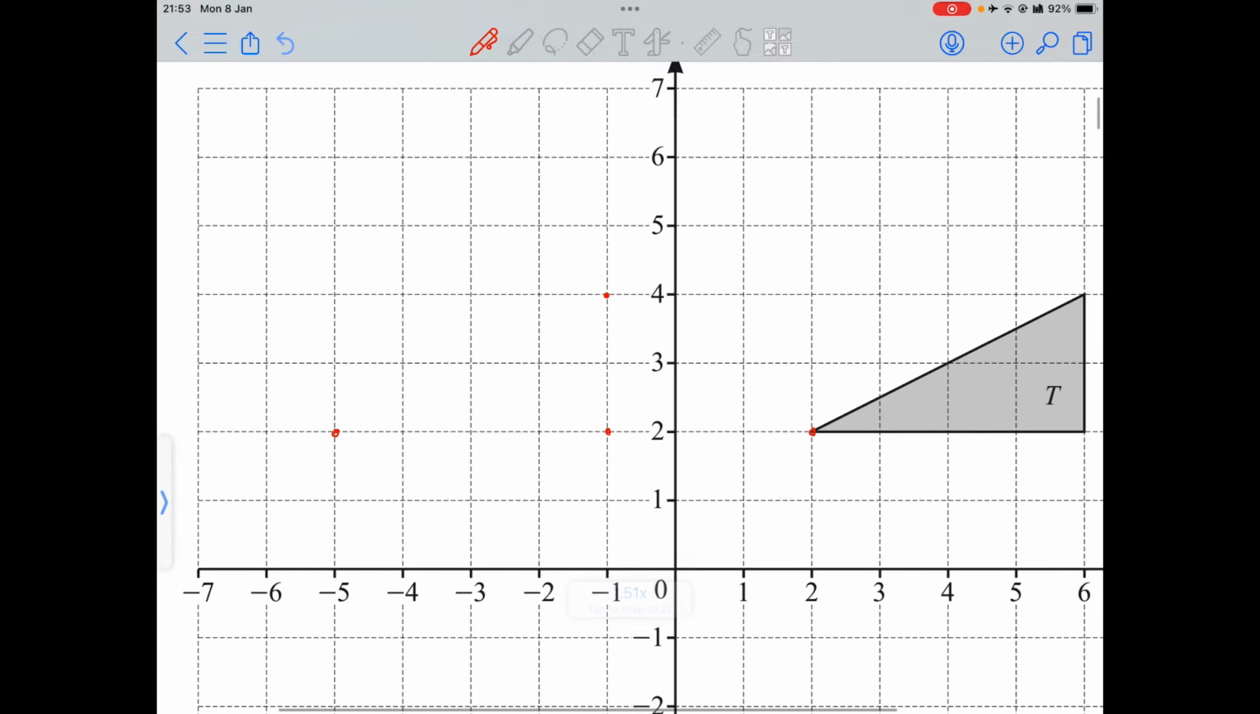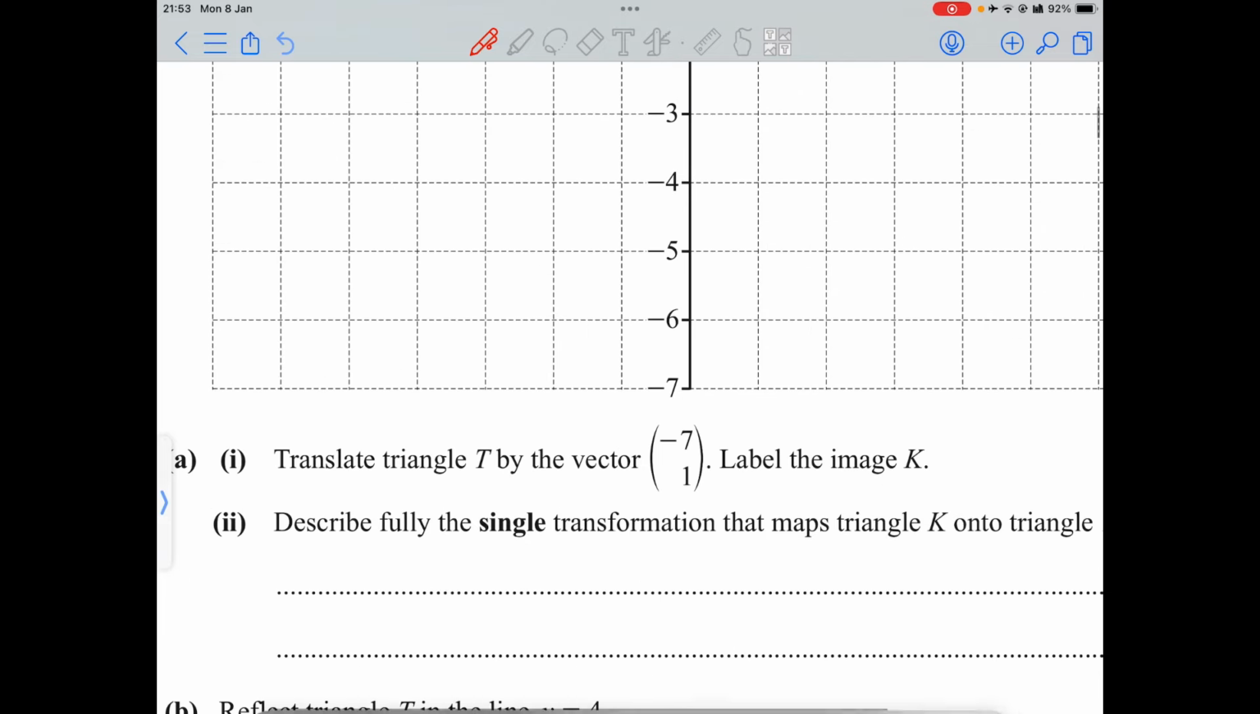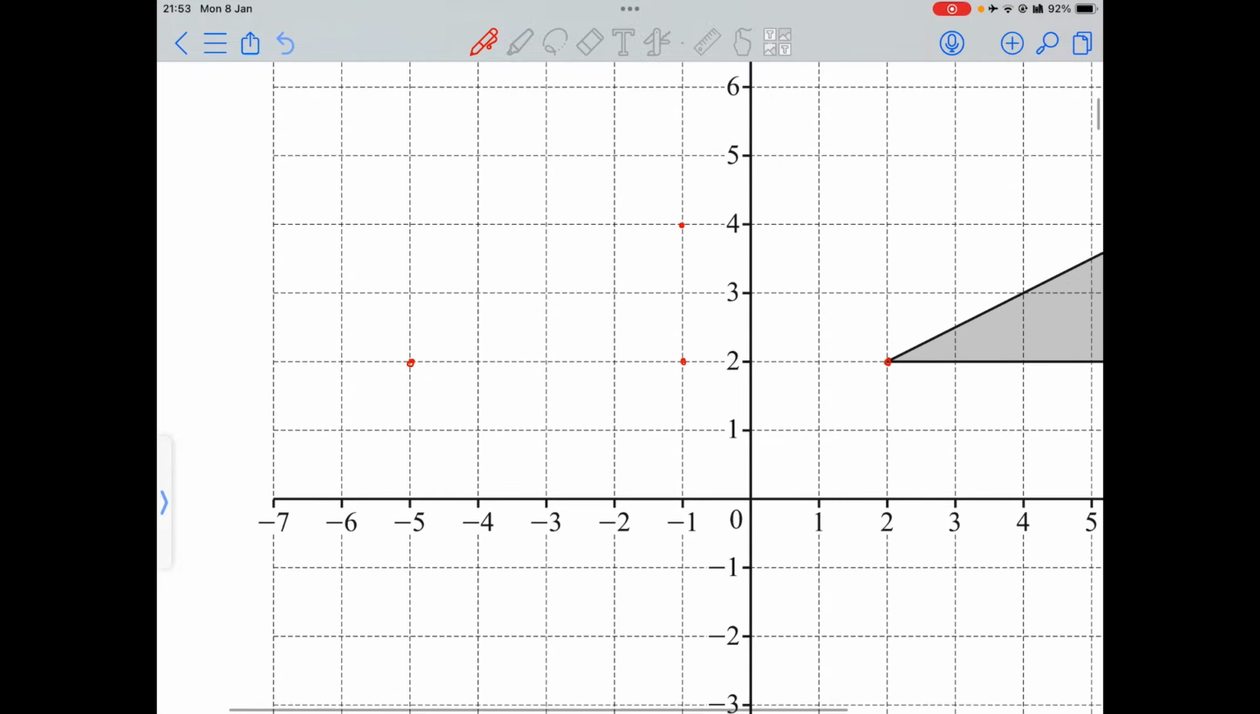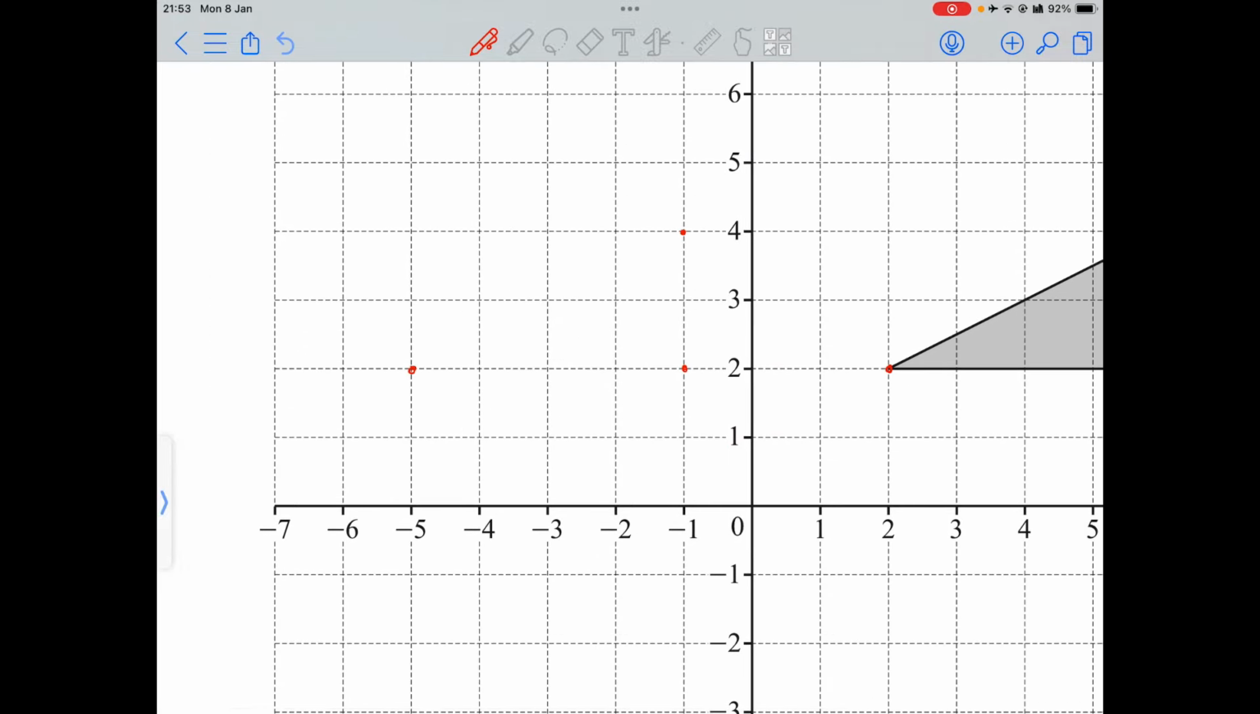When it says upwards, the bottom value on the vector, this value, basically tells you how many units you have to move it up or down. A positive value basically means up. That means move all of these points up. So 1, 2, and 3. I'm going to erase the old points just to avoid confusion. And that's your triangle. Just take the ruler and connect those points.